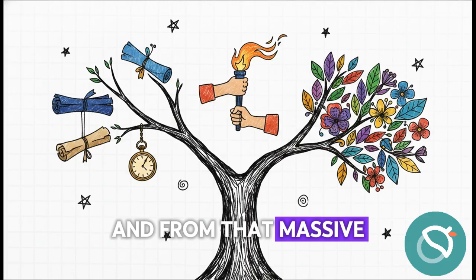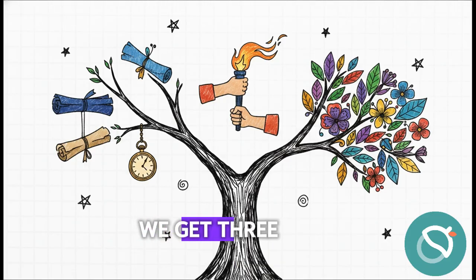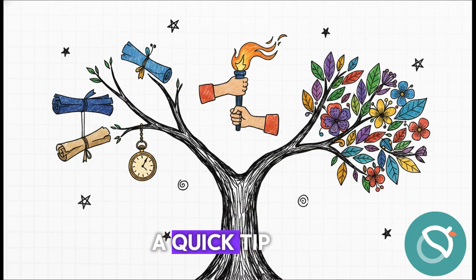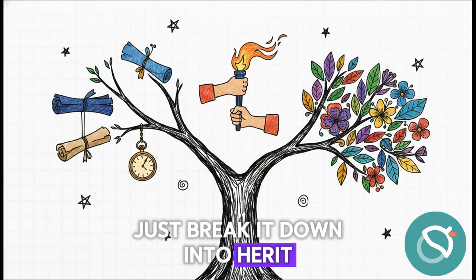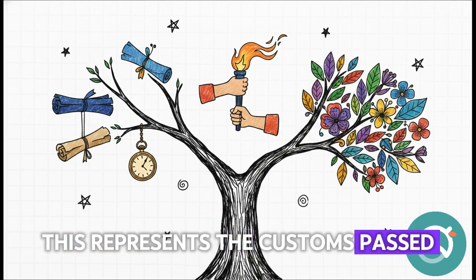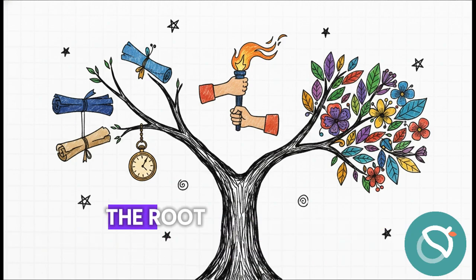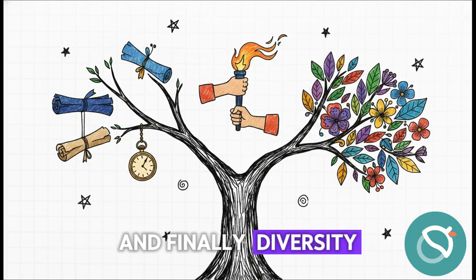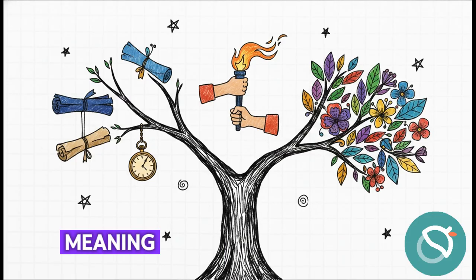And from that massive concept of civilization, we get 3 core cultural foundations. First up is heritage. These are the things passed down to us from the past. A quick tip here, just break it down into herit, like inherit, plus the noun suffix age. Next, we have tradition. This represents the customs passed from one generation to the next. The root trad literally just means to pass on. And finally, diversity, which comes from the root diverse, meaning different or varied.